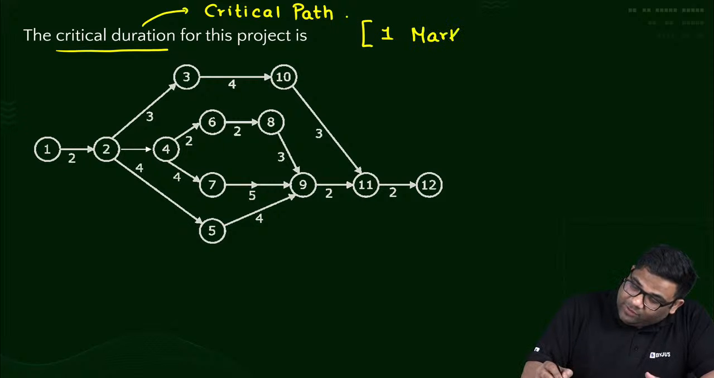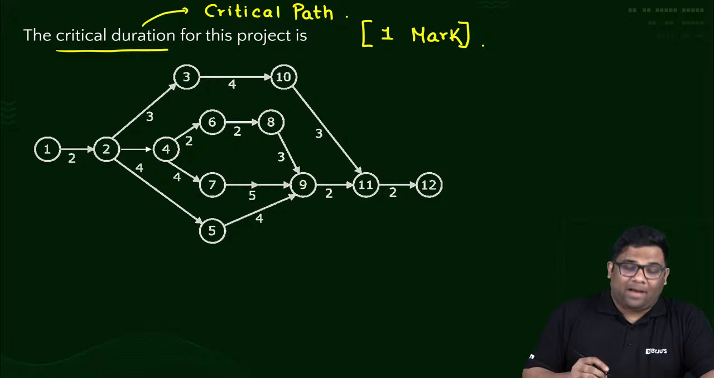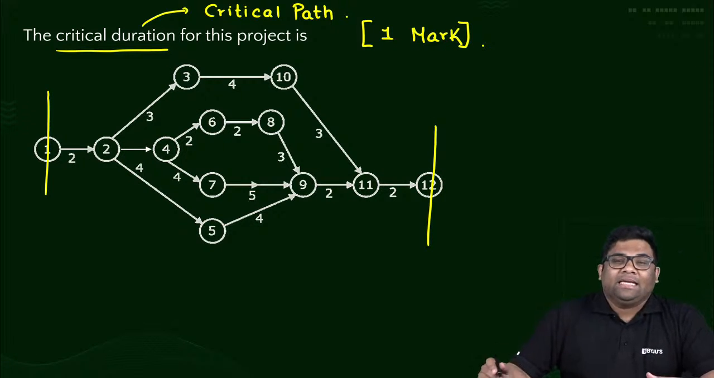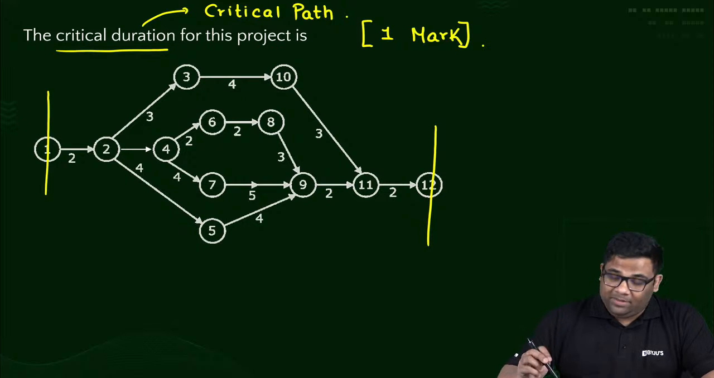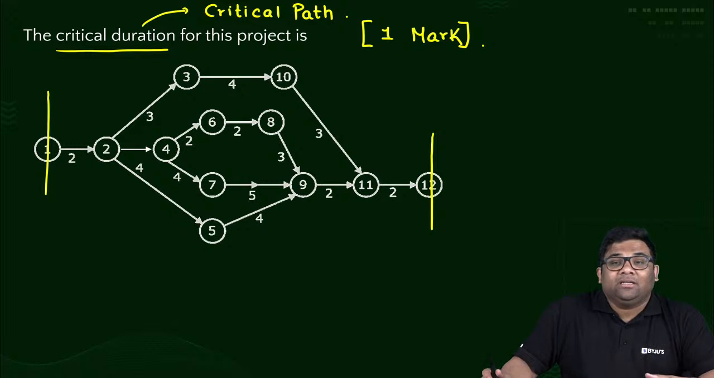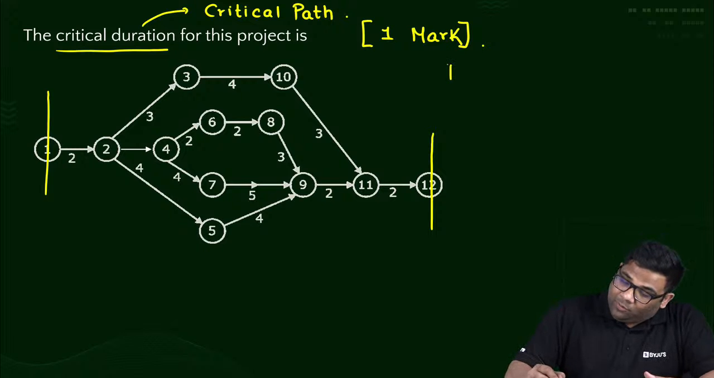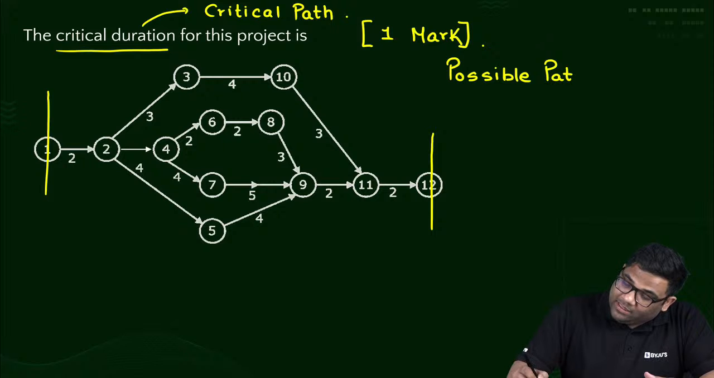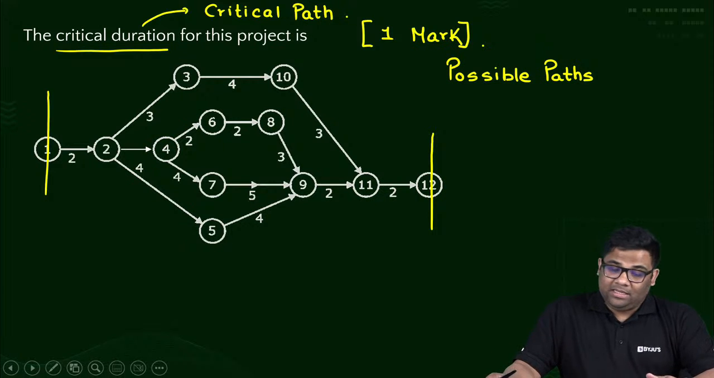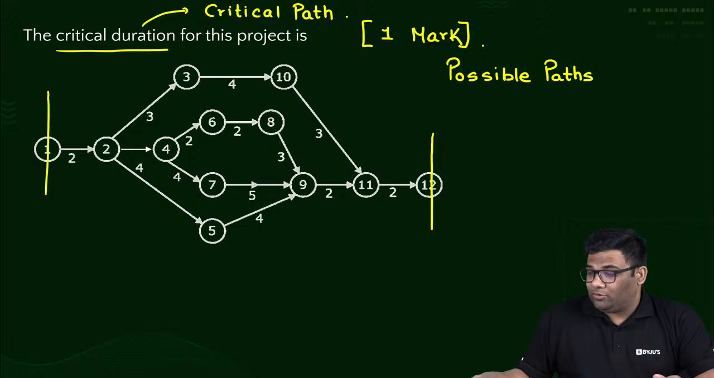I'll request you to see all the possible paths from the 1st to the 12th. See the total time taken for the different paths, and the one which takes the maximum time becomes the critical path, and that becomes the critical duration. It's a very easy question. First find all the possible paths from 1 to 12, then add the time durations given in those paths. Give me the critical path and the critical duration, both.